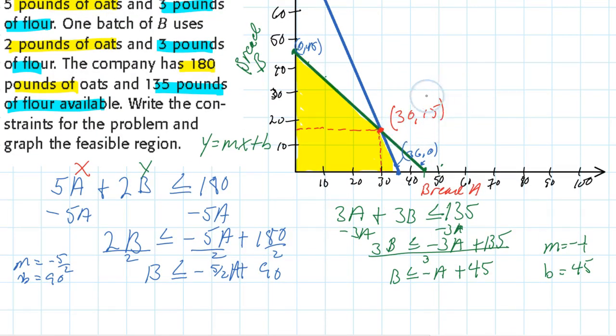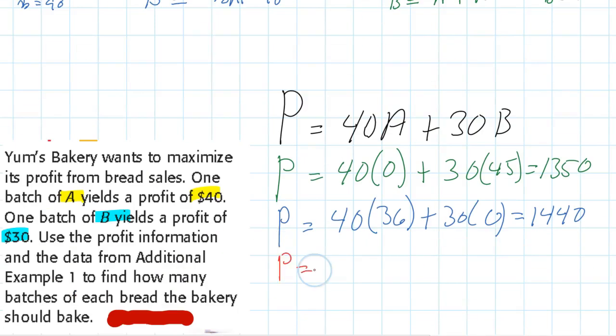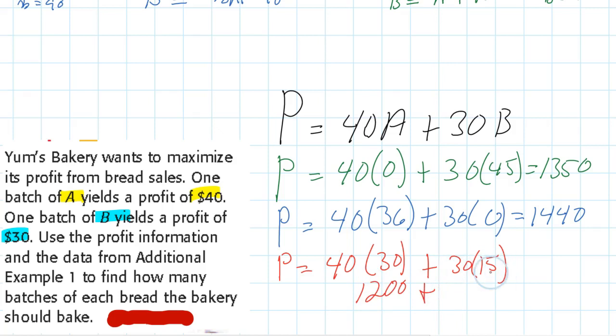Now, we have one more vertex to try. We have the 30, 15 that we still need to try. Profit equals $40 times 30 of bread A plus $30 times 15 of bread B. 40 times 30 is 1,200 plus 30 times 15 is 450, which gives me a total of 1,650. That by far is the largest number.